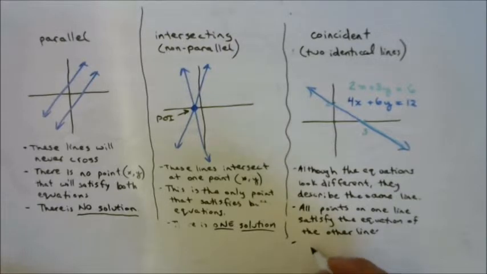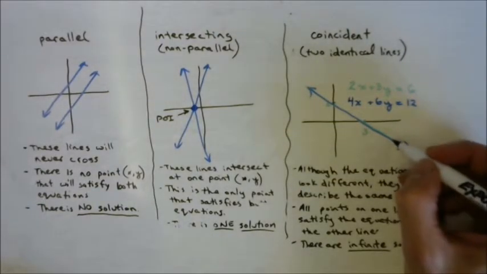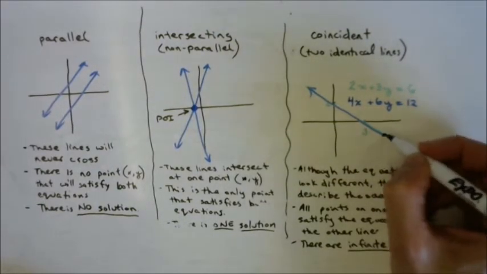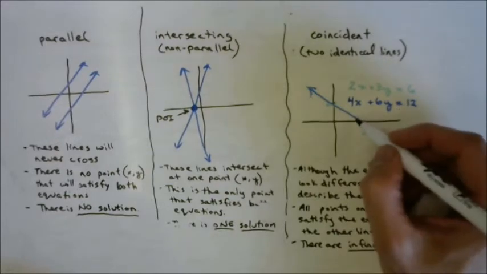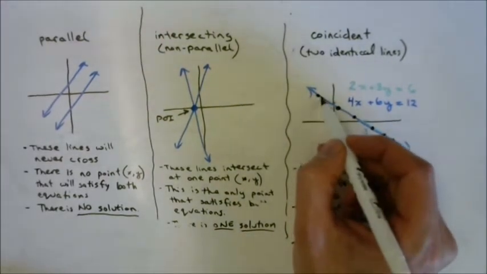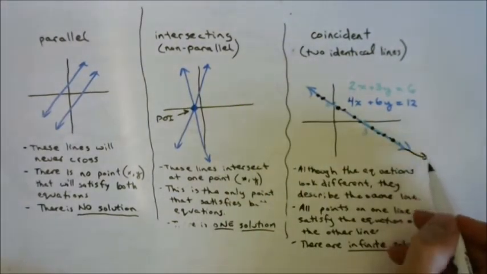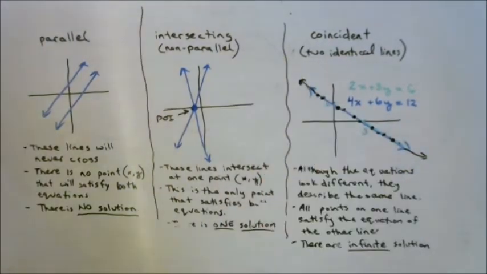And the last note, there are how many solutions? One. Infinite. Infinite solutions. What does that mean? Well, that means this point is on both lines, and this point satisfies both equations, and this point, and this point, and every point in between, all the way to positive infinity, all the way to negative infinity.